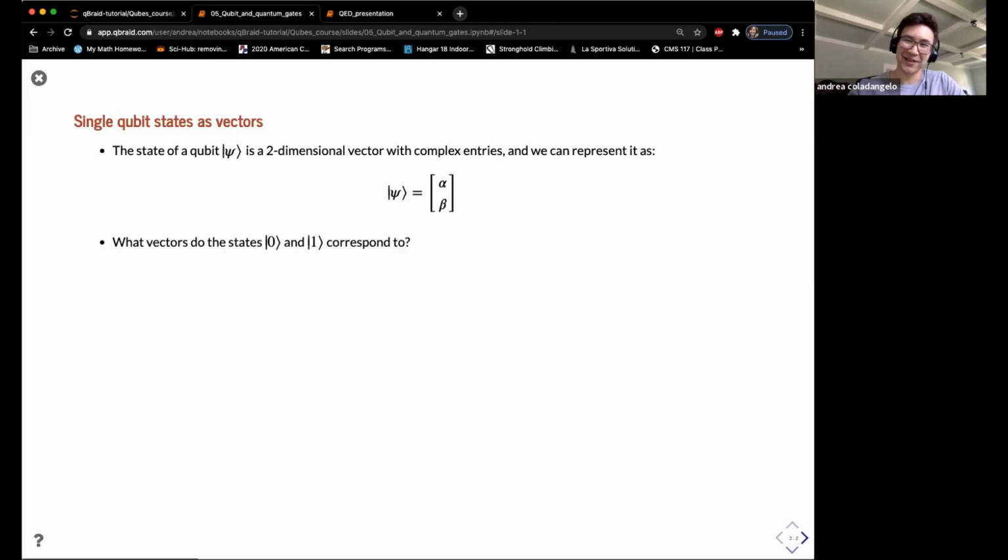Crucially here, we are using two complex numbers. So not only can they be negative, but they can also be complex. So this is how we define a qubit. It's just a two-dimensional vector.